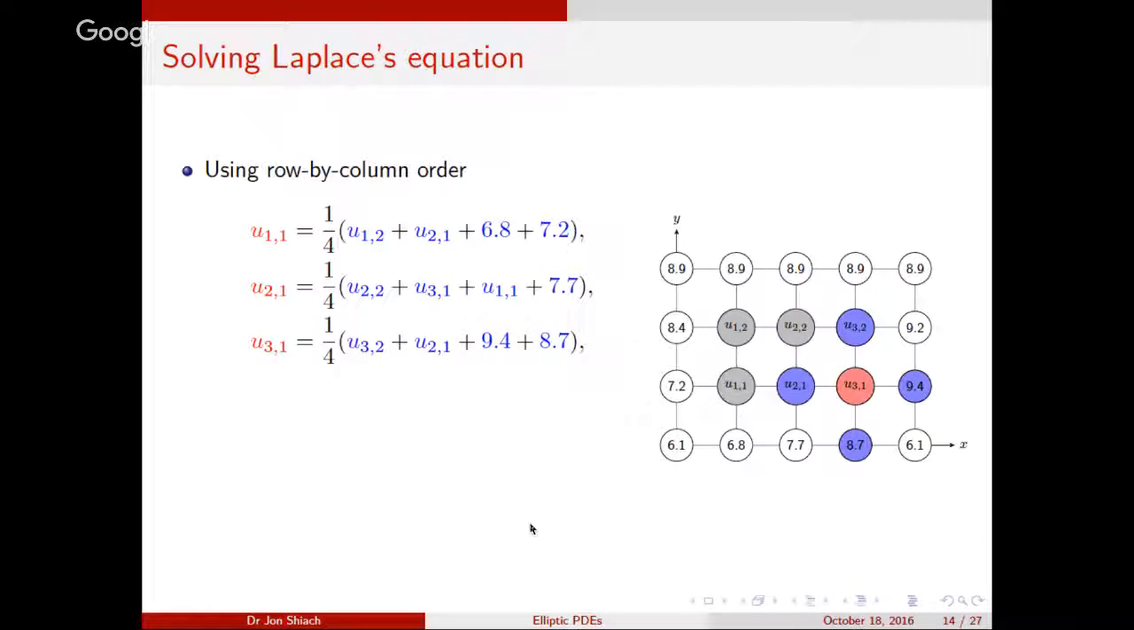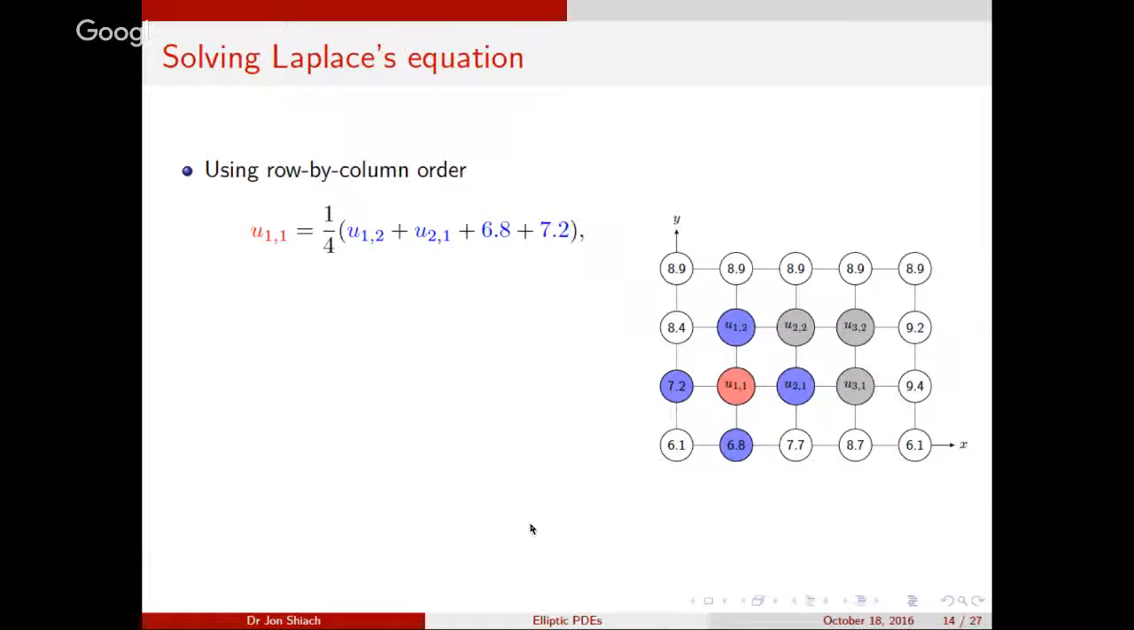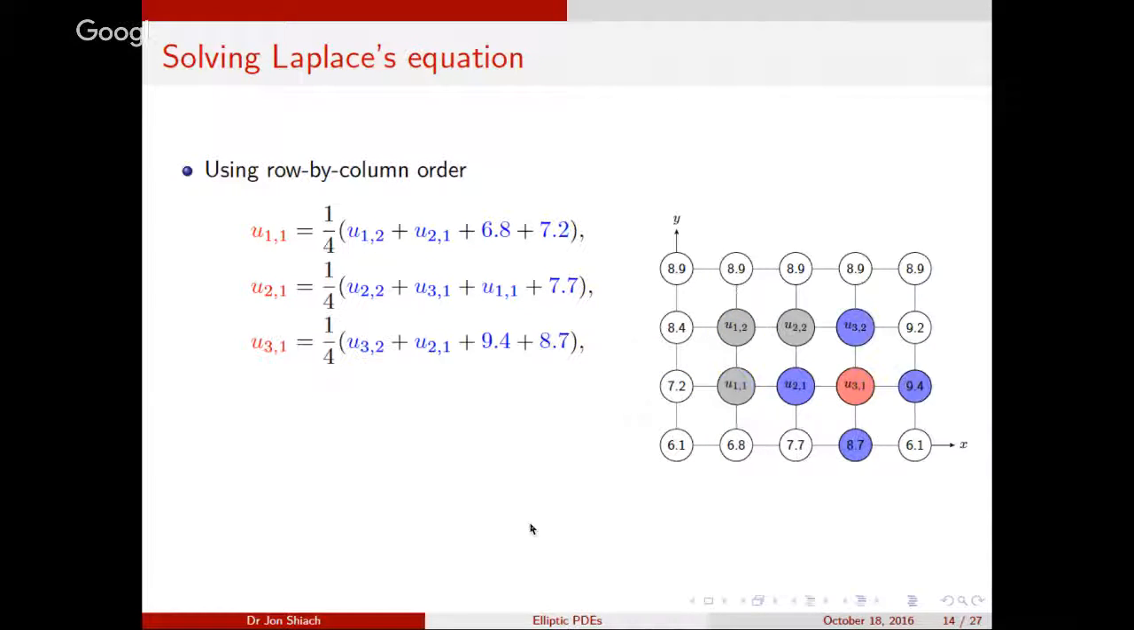So we've gone across one row. With row by column order, we go across a row, and once we finish that, we go up to the next row and do the same. So we're doing row by column order. Now U1,2: here again, we've got 2 boundary nodes to the top and to the left, and 2 computational nodes to the right and beneath. And we keep going.